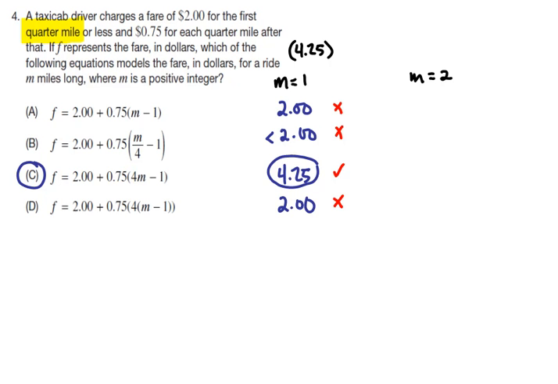$2 for the first quarter mile, 75 cents for the second quarter mile, 75 cents for the third quarter mile, 75 cents for the fourth quarter mile, for a total of $4.25. And so that's probably the best way of going about this second one. Problem number 4.